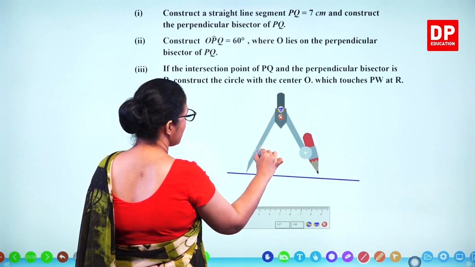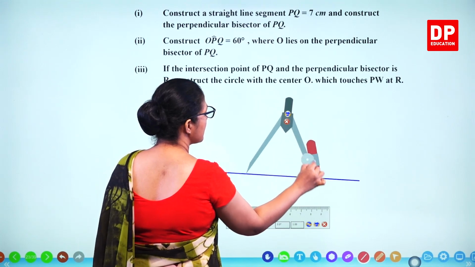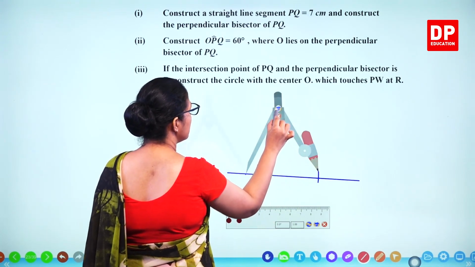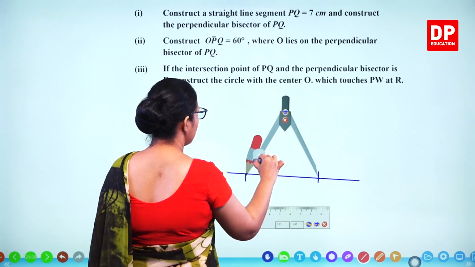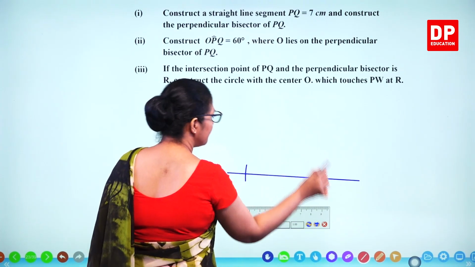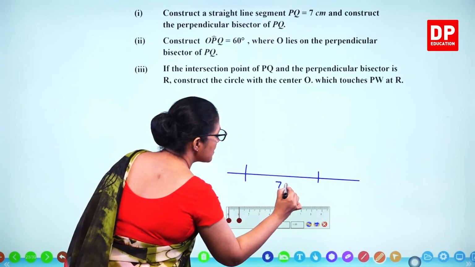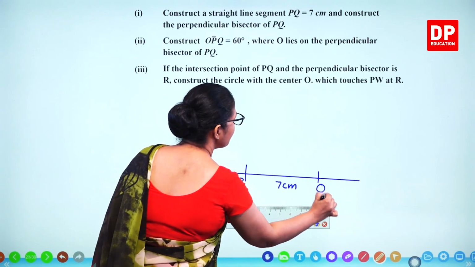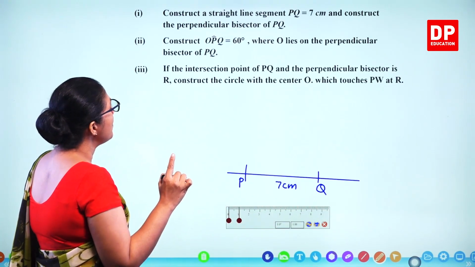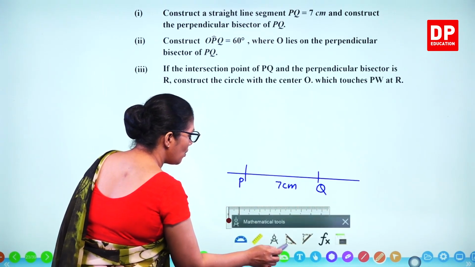So you can mark 7 centimeter length on it. Here and here. 7 centimeters PQ. Construct the perpendicular bisector of PQ.